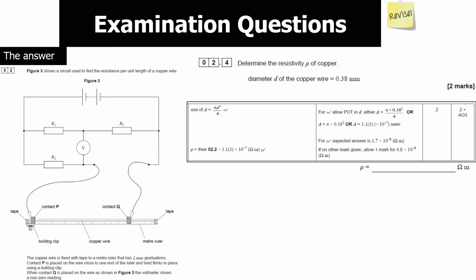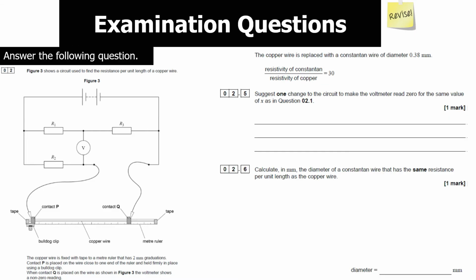We then convert that into meters because we never work in millimeters in physics, to then work out the area by doing pi r squared. We then multiply it by the resistance per length value we worked out previously, and we get our answer to be about 1.7 times 10 to the minus 8 ohm meters. Always think to yourself in questions, what have we worked out previously? How can I link into the answer?